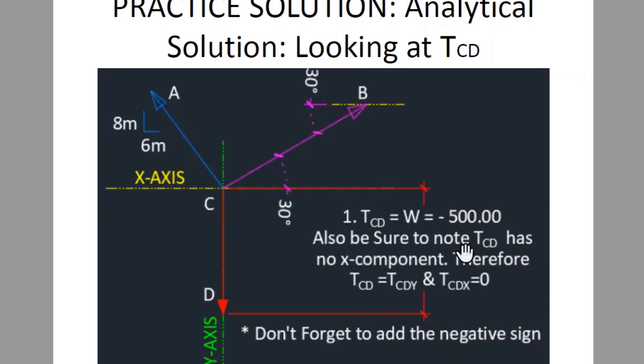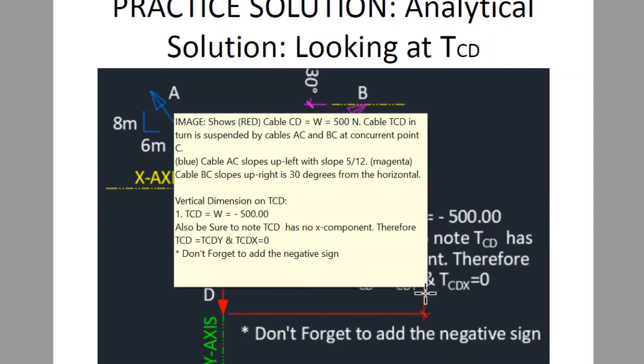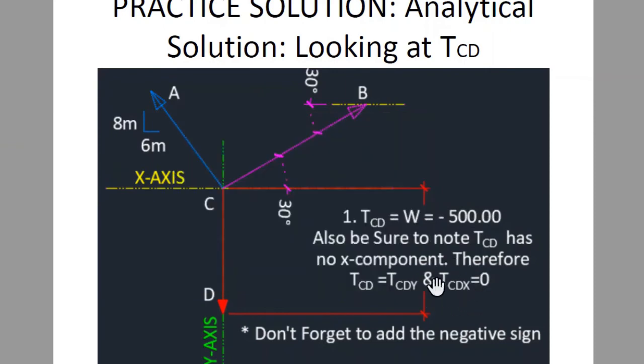Again, be sure to note that TCD has no x component. Therefore, TCD will equal our TCDy component, which is equal to negative 500. And also note that TCDx will be equal to 0. And again, don't forget to add the negative sign.